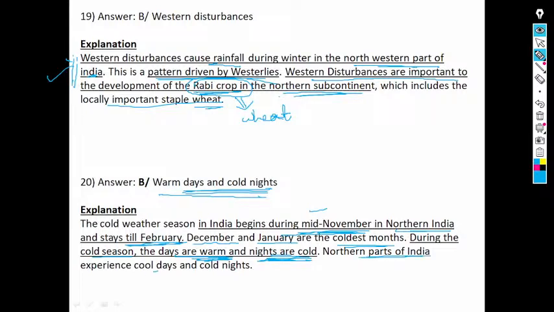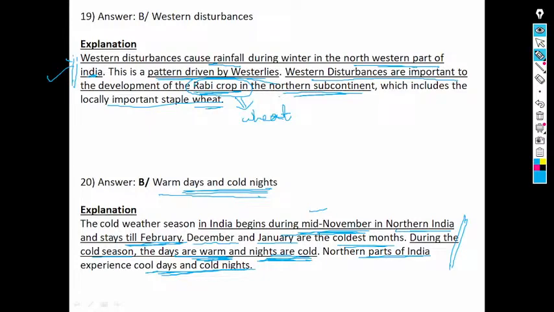Northern parts of India experience cool days and cold nights particularly. The cold weather season in India begins during mid-November in northern India and stays till February. These are the very basic things that we have to know. Basic things: days are warm, nights are cool.